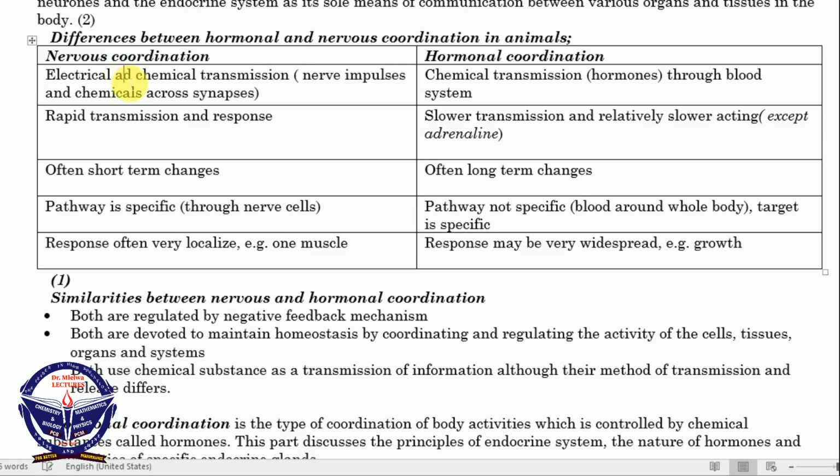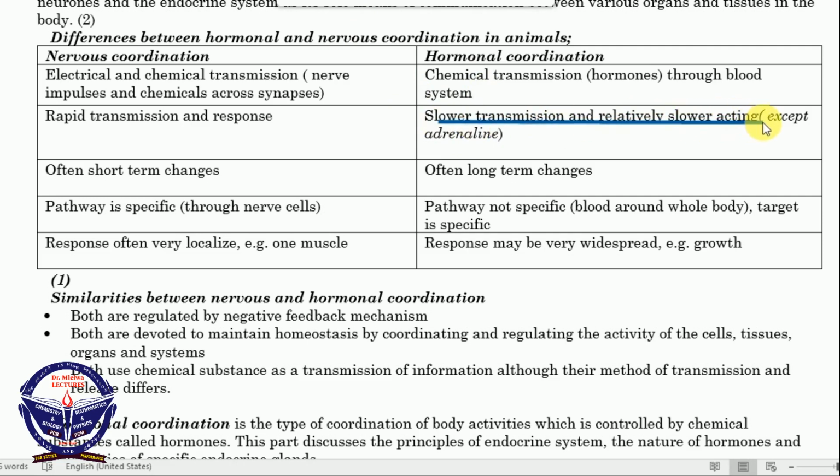While in endocrine secretion we have only chemical transmission, that is hormones through the blood system. So in the nervous system the transmission of the nerve impulse in the axon is done as electrical, and the transmission of the nerve impulse across the synapse is done by chemicals. In the nervous system we have rapid transmission and response, while in endocrine coordination you have slow transmission and relatively slow action, except adrenaline.